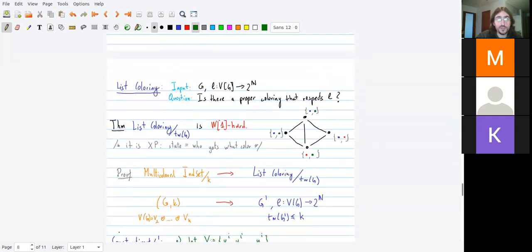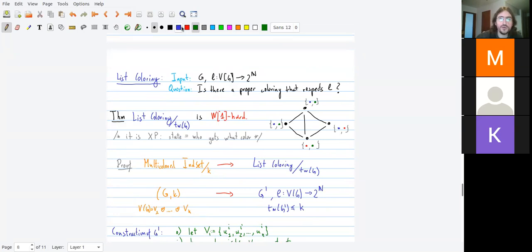Good. The next problem I would like to tell you about is the list coloring problem. And here the thing that I would like to highlight is that you can also have quite interesting parameters to play around with in this kind of business. So in the list coloring problem, I'm given a graph G, and I've got some list function. A list function takes a vertex of G and tells me what are the possible colors this vertex can take. And I number the colors 0, 1, 2, 3, 4, and so on. The natural numbers are the colors.